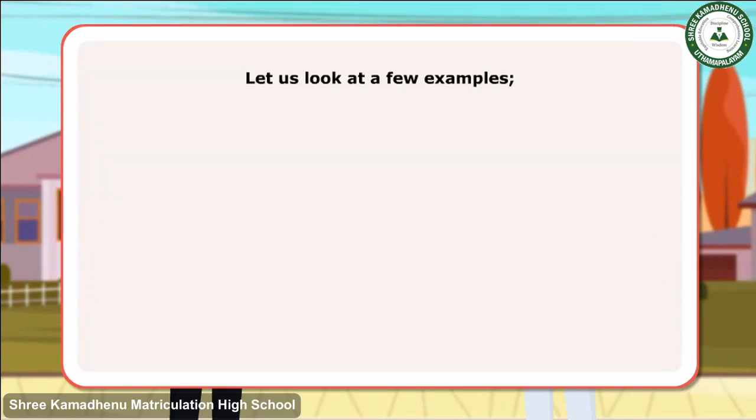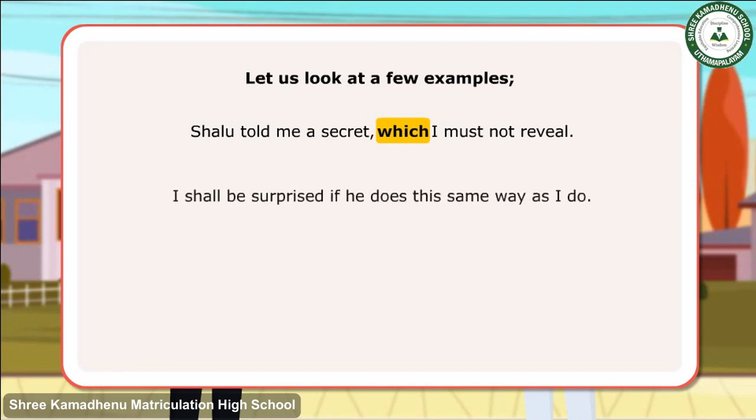Let us look at a few example sentences. Shalu told me a secret which I must not reveal. Here which is equal to but this. I shall be surprised if he does this the same way as I do. Relative clause introduced by as after same.